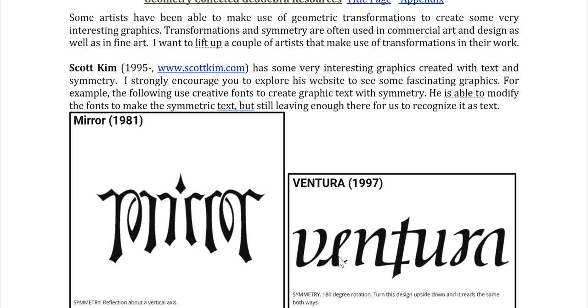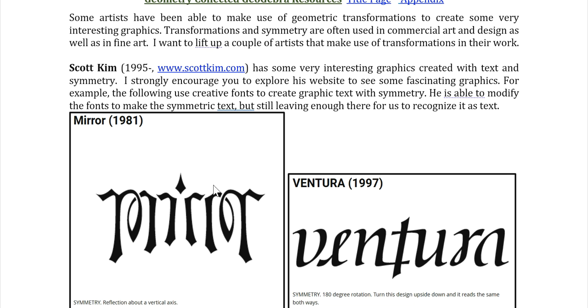He's a living artist as of this video. Here is a website for him. He has some very interesting graphics created with text and symmetry. And here's a couple of examples. He modifies the fonts to the point where he can get things to have some symmetry within them that they would not normally have, but where they're still recognizable as text.